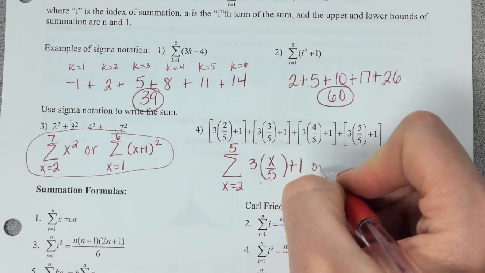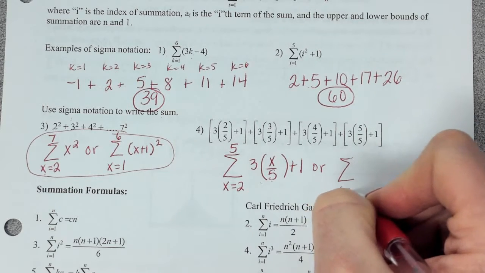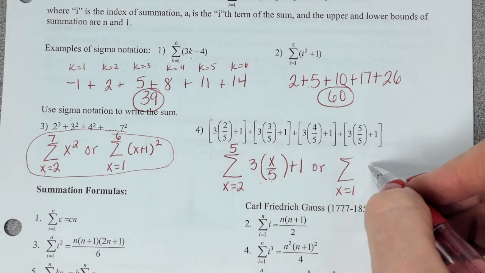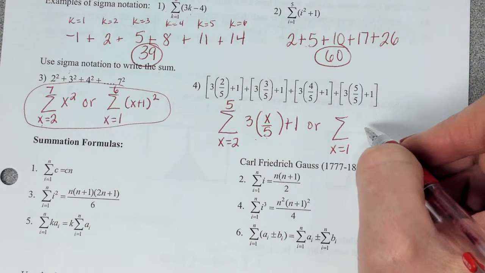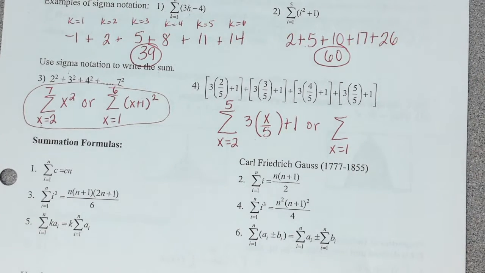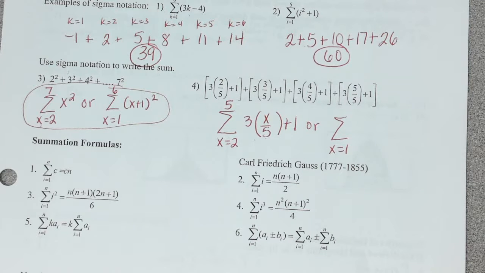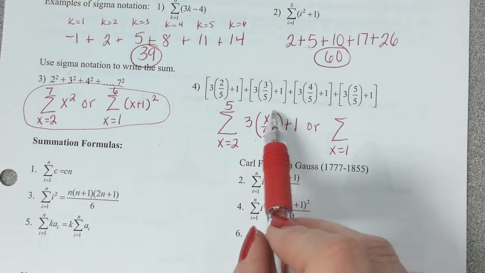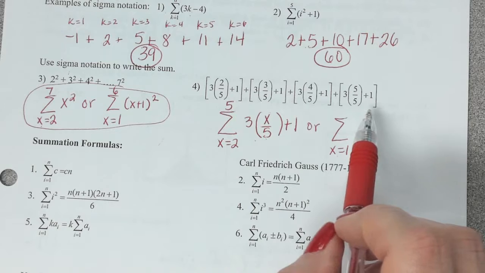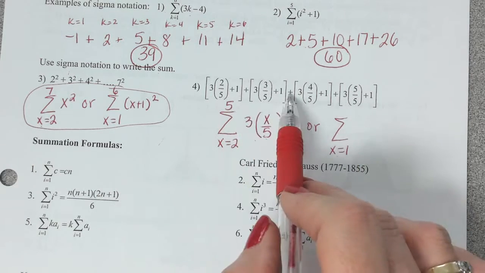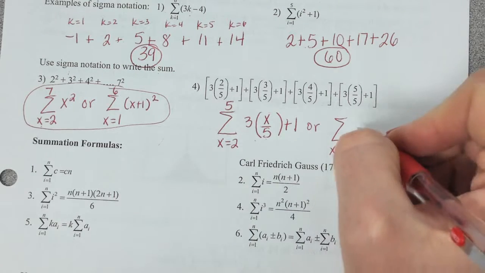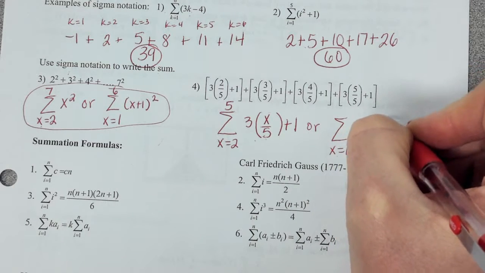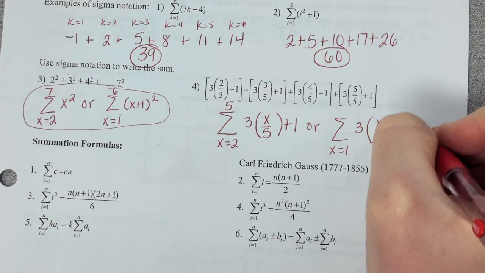But sometimes we're told that our lower bound has to be a 1. How would that change things if it had to be a 1? Any ideas of how it would change? What would our function need to change? Can I just plug 1 into this and get those values? What do we have to do to x to get those values? Add 1, right. So it's going to be 3 times x plus 1 over 5 plus 1 now.